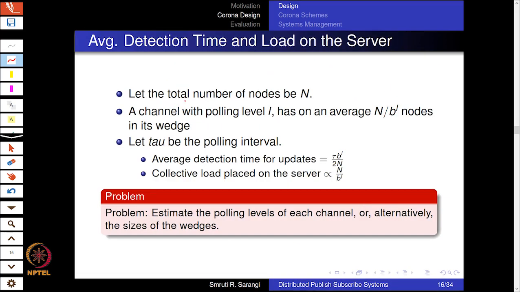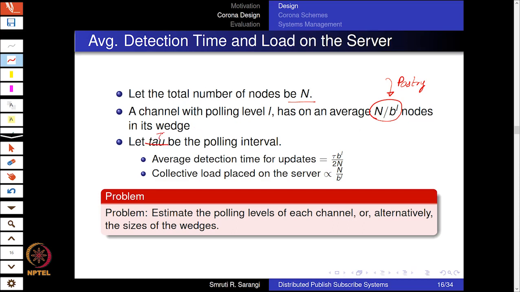So a little bit of math over here. Let the total number of nodes be n. A channel with polling level L will have on an average n by b raised to the power L nodes in its wedge. I'm not proving this; instead I'm directing the viewers to the Pastry paper that proves this in great detail. This paper has to be read as a prerequisite before viewing this lecture. So we will assume that this is gospel truth here.